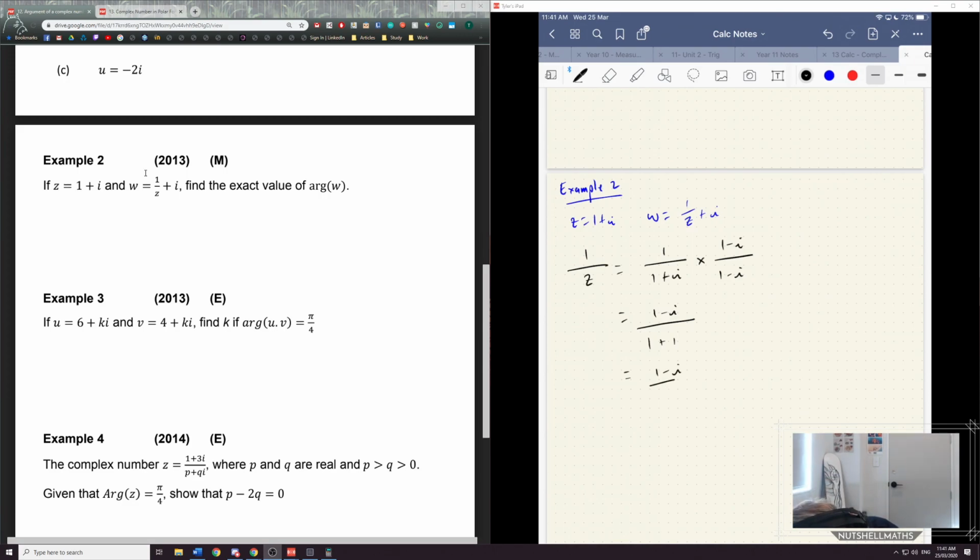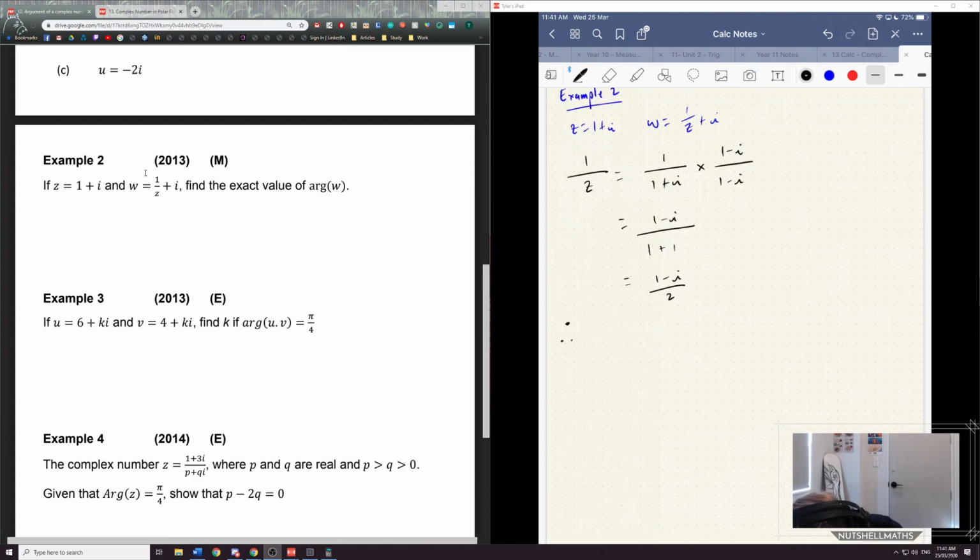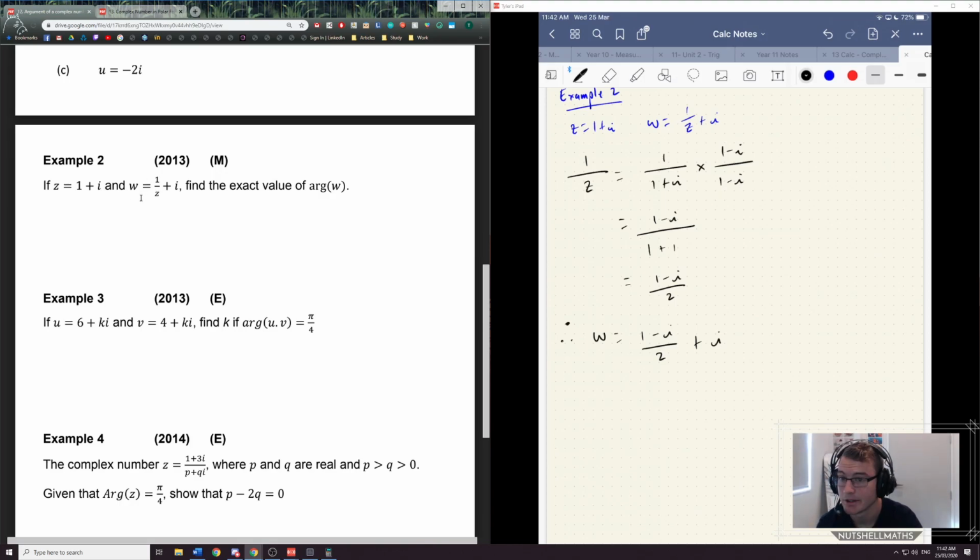1 minus i all over 2. So that 1 over z part, we've just done there. We've only done this part here. Therefore, w equals 1 minus i over 2 plus i, which I've just added on the i on the end. Where'd you get 1 over z from? It's in the question, Isaiah. If you look at this question here, the 1 over z is in the question, so I've just pulled that part out just to deal with that.